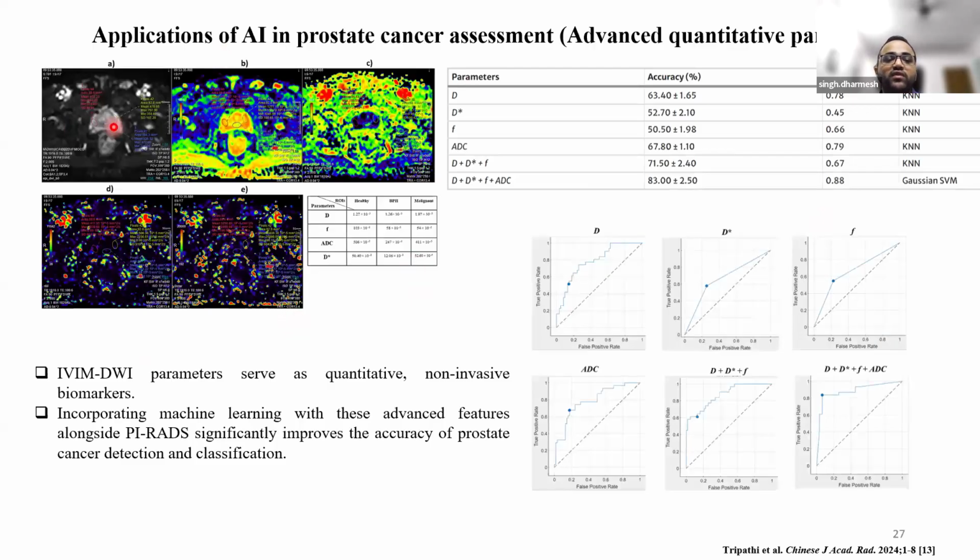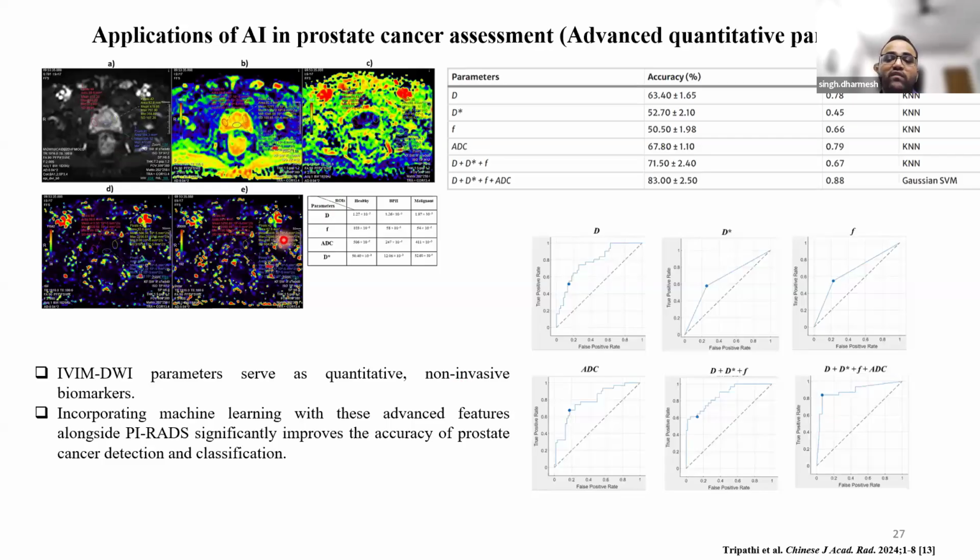So this is our AI-based post-processing tool for IVIM detection. It shows the raw image, the D, D star, F, and ADC maps. You can mark the ROIs automatically, and then you can extract the features. Based on that, we build a model.